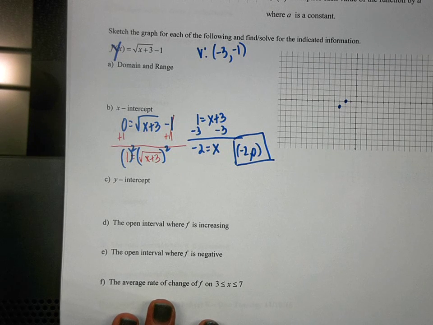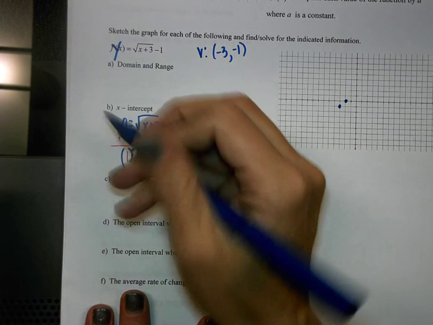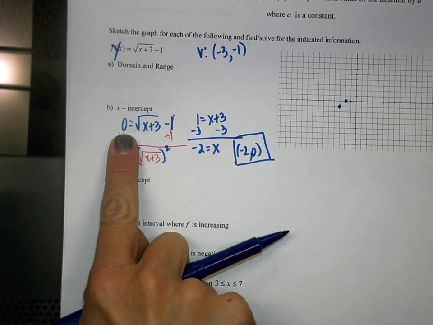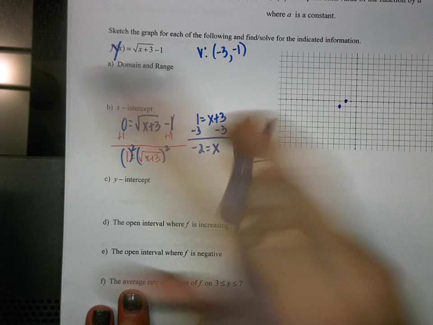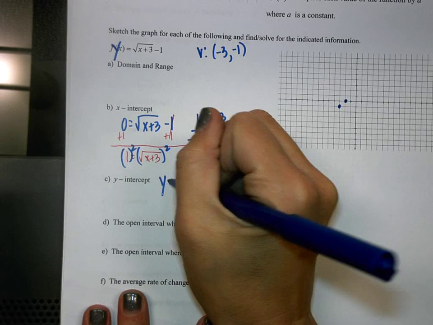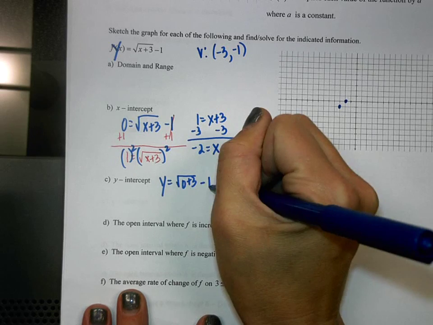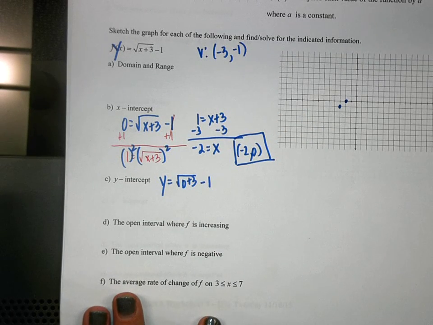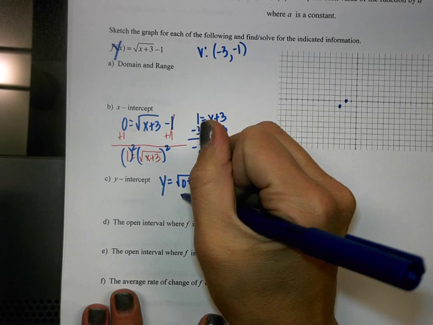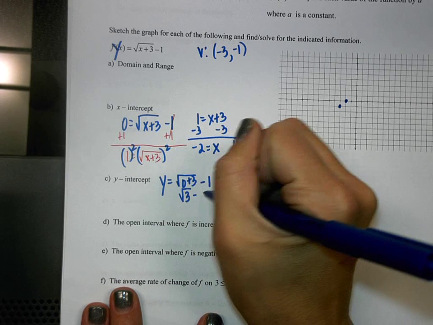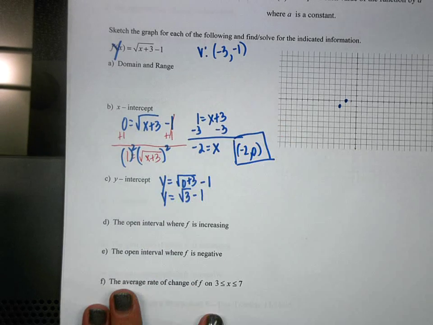Okay, so next let's find the y-intercept. And so what would I do in order to find the y-intercept? Make x 0. Very good. Yeah, 0 for x. So we'd write the same equation, but this time I'm going to put y here and 0 in for x. So we have y equals the square root of 0 plus 3 minus 1. And 0 plus 3 is? 3. So y equals the square root of 3 minus 1.